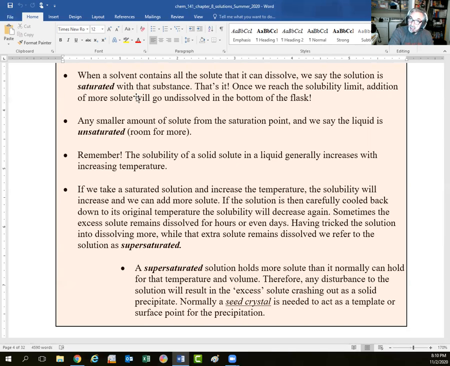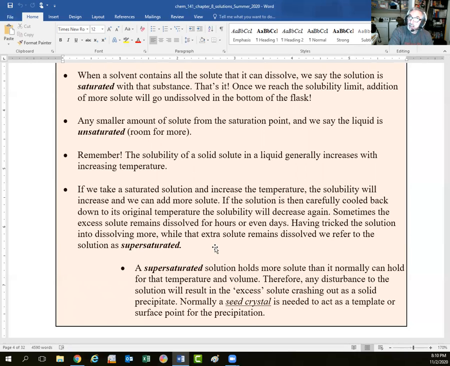Now, it doesn't mean that you can't add solute to the solution. You can certainly add it, but it's not going to dissolve. It's not going to be part of the solution. But there are some ways to trick a solution into dissolving more of the solute. The most common way to make this happen is to raise the temperature. As we said, if you raise the temperature, you increase the solubility.